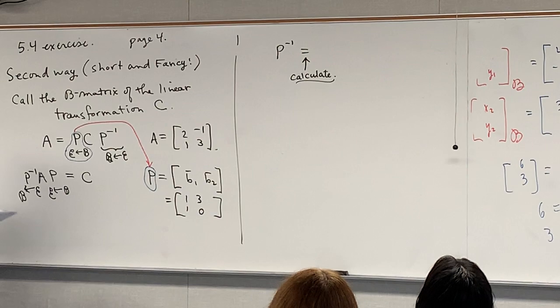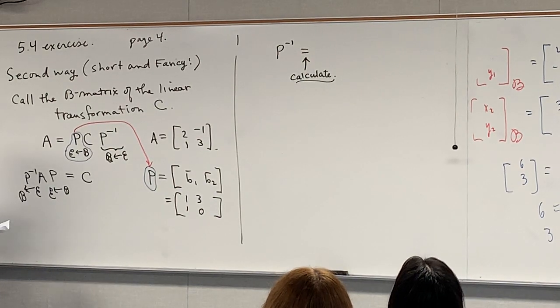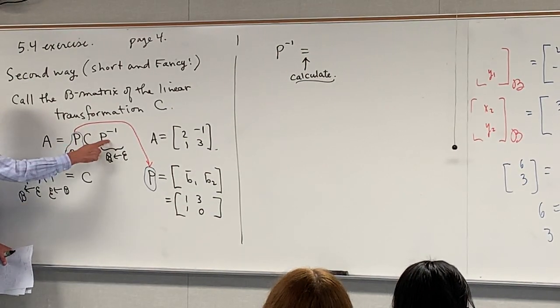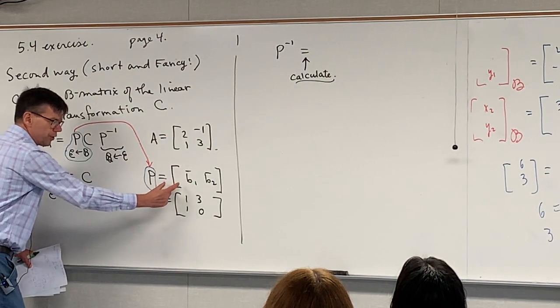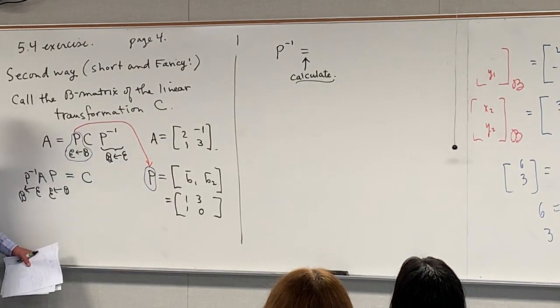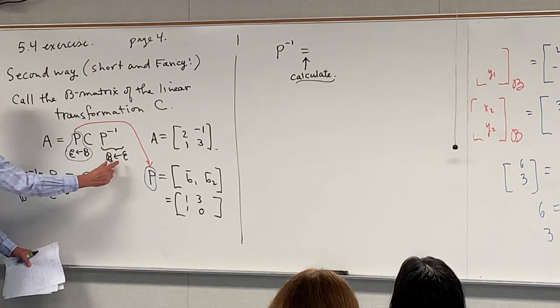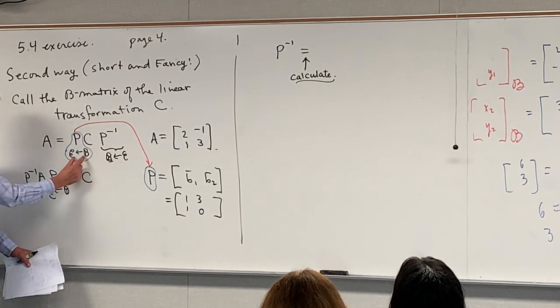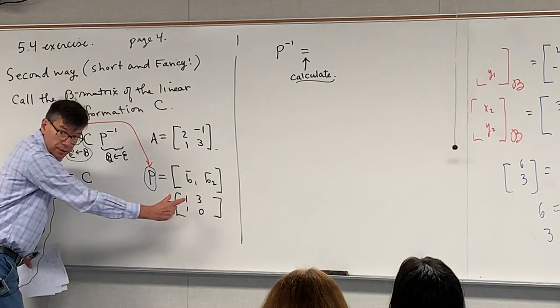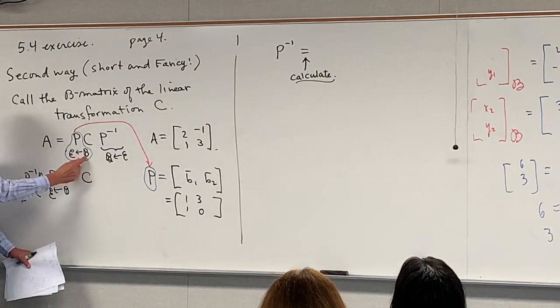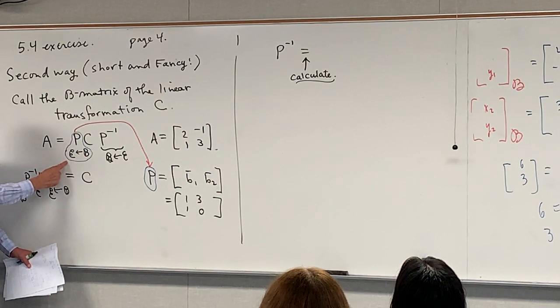And again, there's no reason why we couldn't call this P inverse and this P, but then you got to realize we're starting with this matrix. It's not so much which one we call P and P inverse. You got to realize we're starting with the matrix whose columns are the B basis vectors, which is a matrix that's going to change B coordinates to standard coordinates.